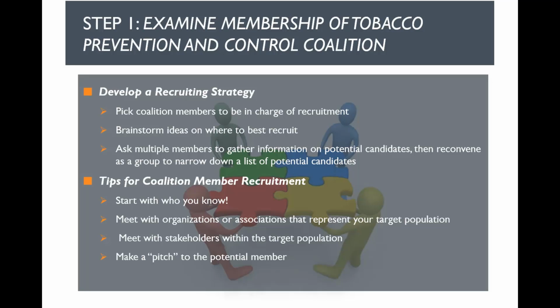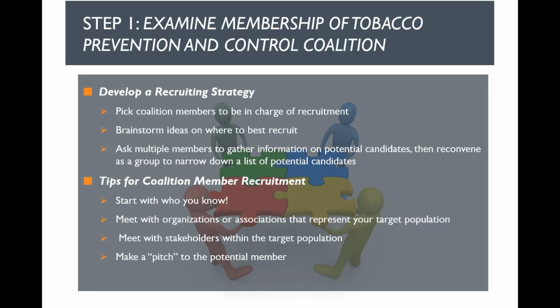Other coalitions may choose to ask multiple members to gather information on potential candidates first, and then reconvene as a group to narrow down a list of potential candidates. Final recruitment activities may then include the coalition chair and the lead staff member. Here are a few tips to guide recruitment.